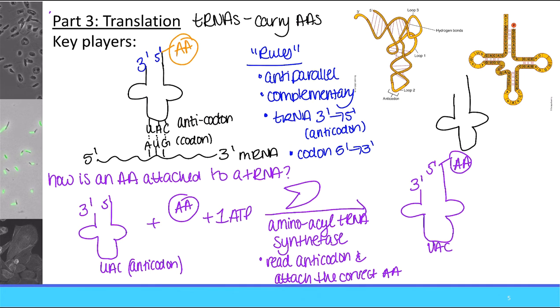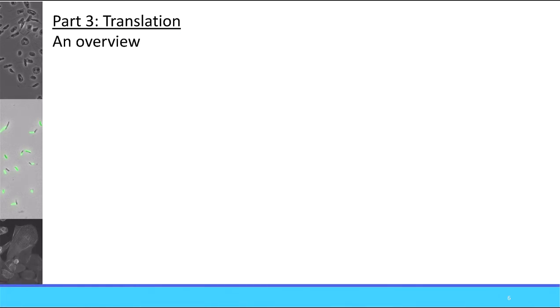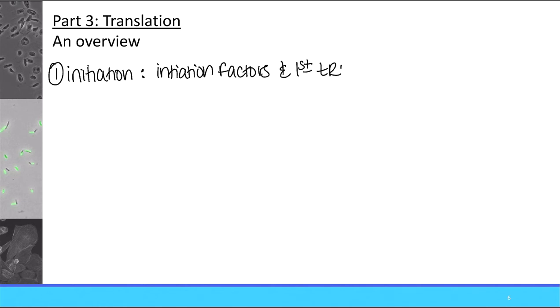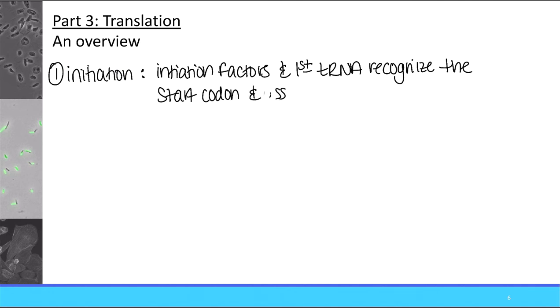All right, so just like we did with transcription, let's do a general overview of translation. And you'll notice that the steps are the same in terms of the names. So just like we had in transcription, we're going to have initiation. So we're going to have things called initiation factors. And the first tRNA is going to recognize the start codon, so that AUG, and then during initiation, we're going to assemble our ribosome. For this next step, we're going to have elongation.